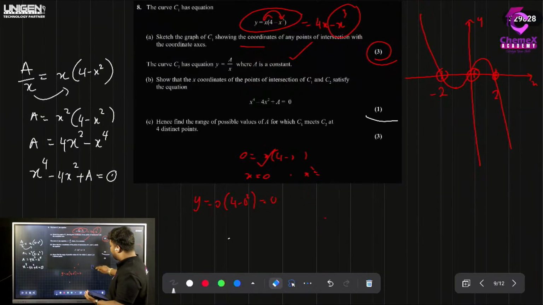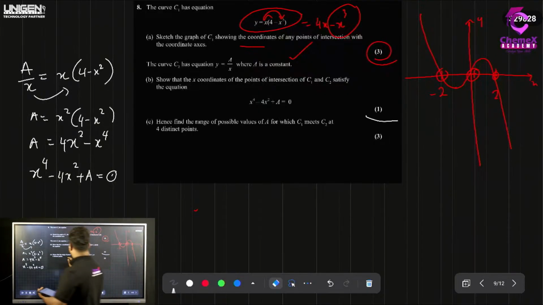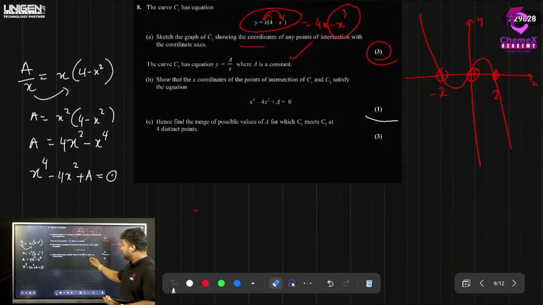Any doubts you all have? Why did I just equate the two? They are asking for the intersection point. So when you equate them, you can get the intersection point.